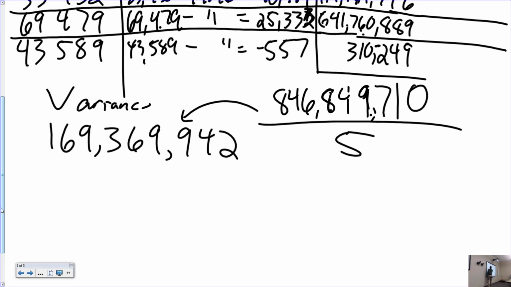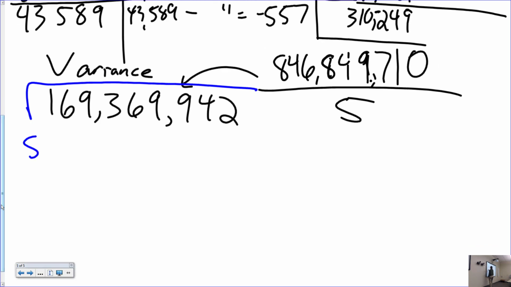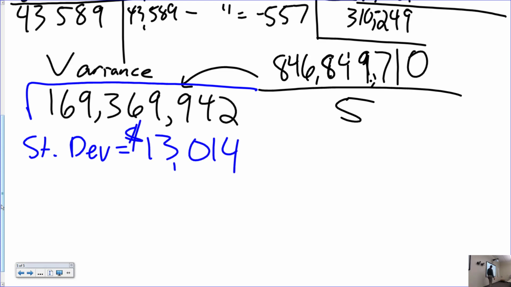What did the question ask for? Now you square root it. So the standard deviation, now take the square root of that number. 13,000 something? $13,014. Again, round to the nearest whole number. That's just the standard deviation of the numbers.